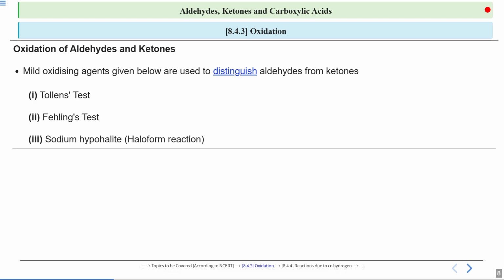Lastly, we have the sodium hypohalite test. This test is also known as the haloform reaction. This reaction is used to identify methyl ketones, and involves the formation of a haloform, such as chloroform, which can be detected by a distinct smell. So I just gave you an overview of all three tests. Now one by one we will discuss them in detail.